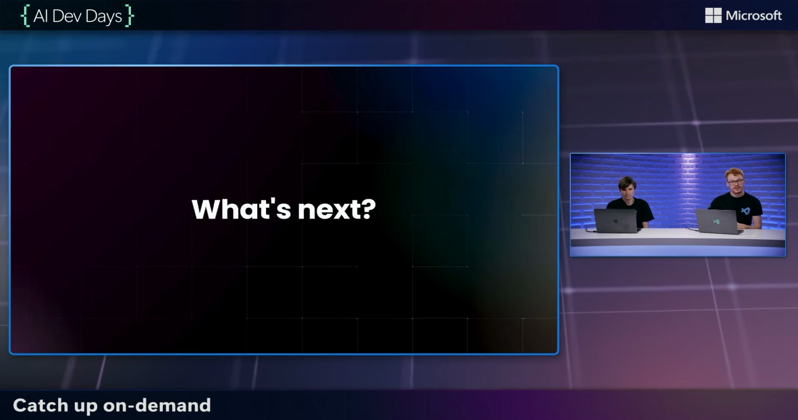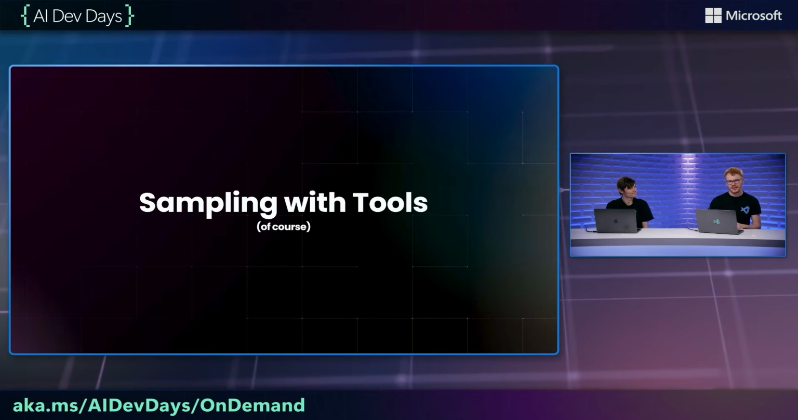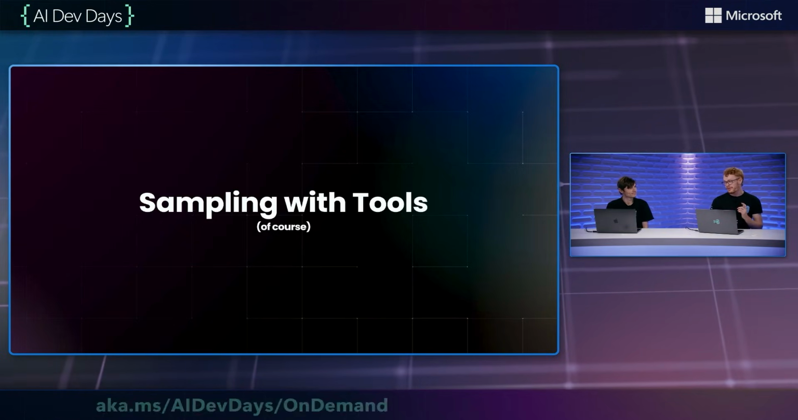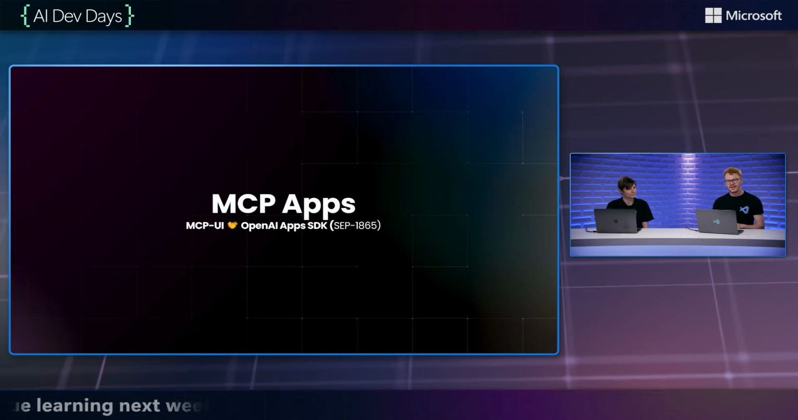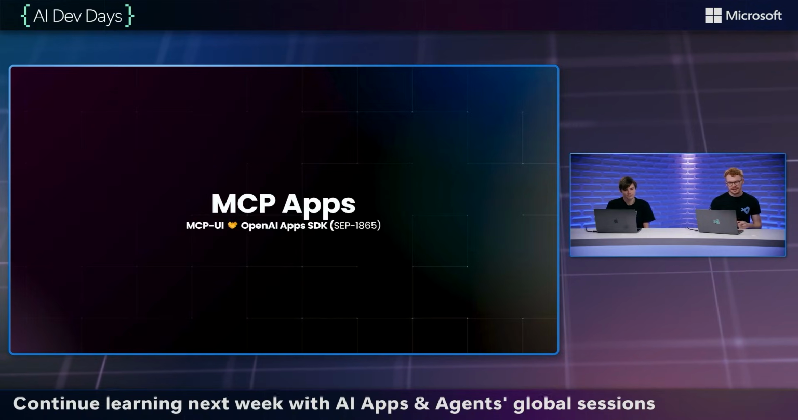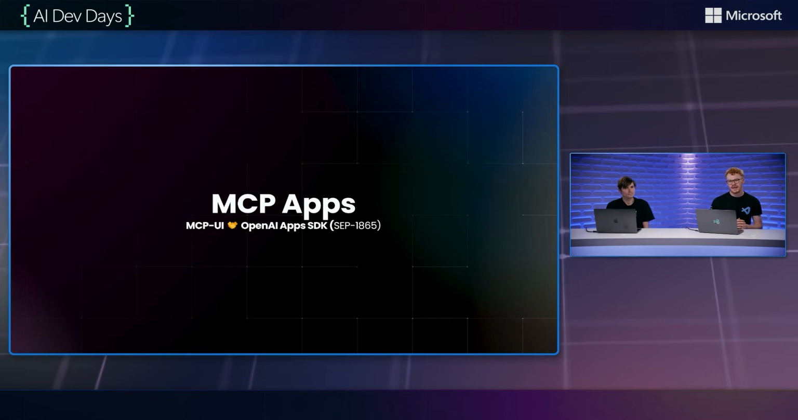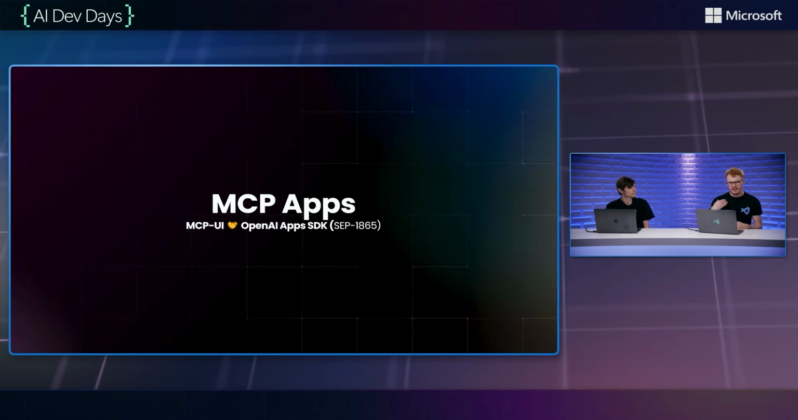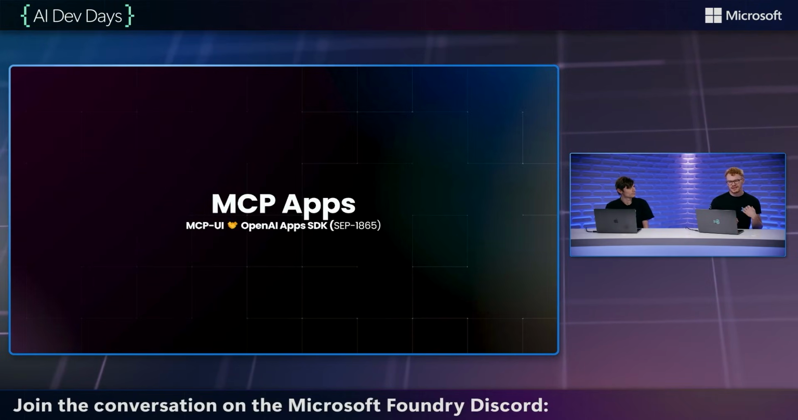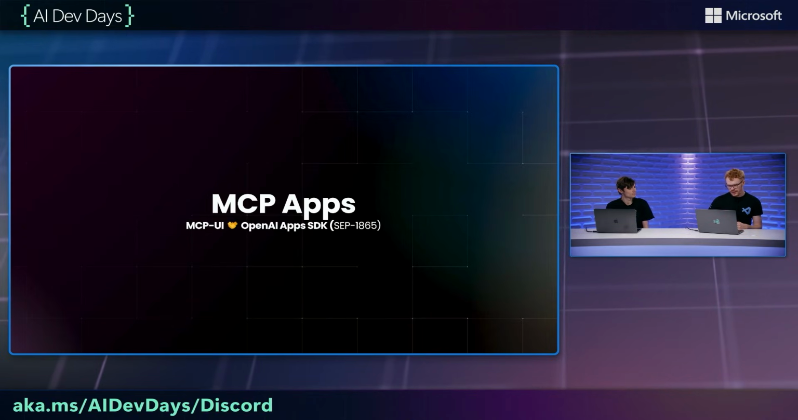And then things in the future: sampling with tools, of course, which we just mentioned we'll support soon. That's, I think, the only feature in MCP that we don't support right now. The other thing that everyone's talking about is MCP Apps, which are the evolution of MCP UI. MCP UI and the OpenAI Apps SDK have collaborated on this new proposal for MCP Apps, which are a way to provide rich UI from the server in response back to the client, that clients can interact with and users can use. So both very cool things to watch for.